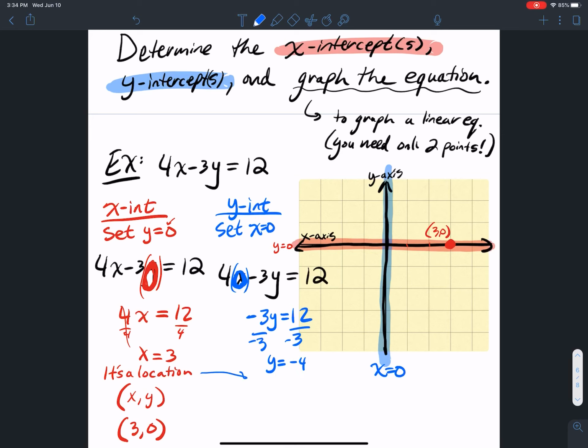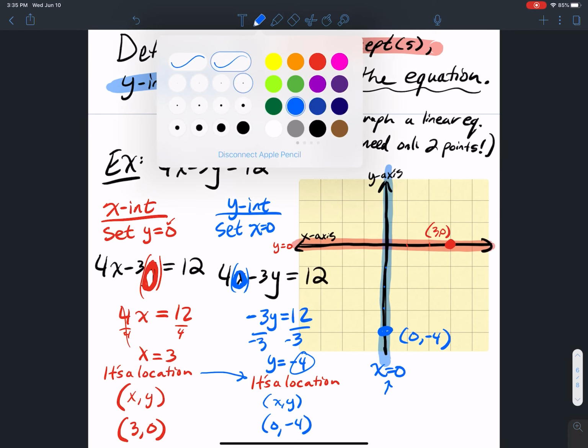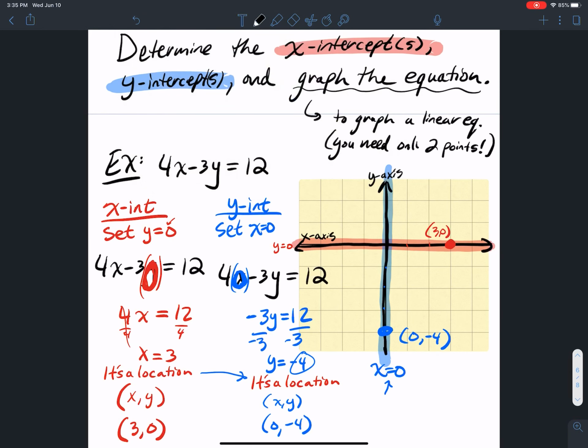So since it's a location, then what do I know? It's an xy coordinate. Well, x is equal to 0 on the y-axis, and y here was -4. So it's 1, 2, 3, -4 right here. So 0, comma, -4. Once you plot those intercepts, you draw a line that goes straight through both of those points. And now all of a sudden you've got all your points for your question.